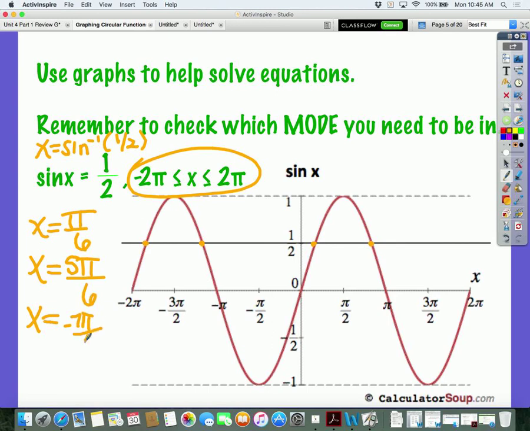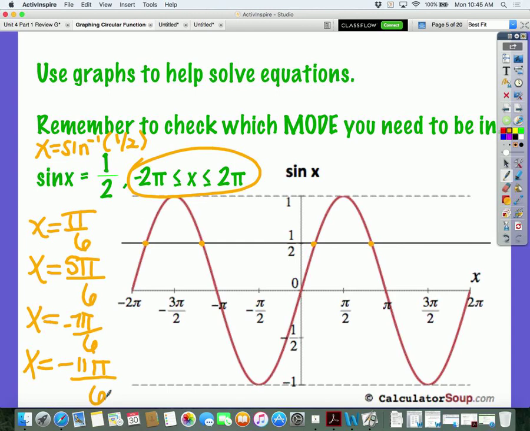Yep. So that'll be -210 degrees. -11 pi over 6. Very good. Work backwards. Okay? Hope you guys haven't forgotten your unit circle, right?